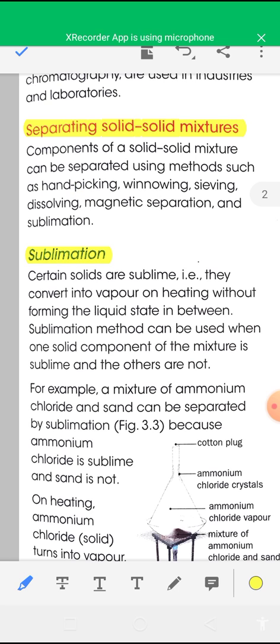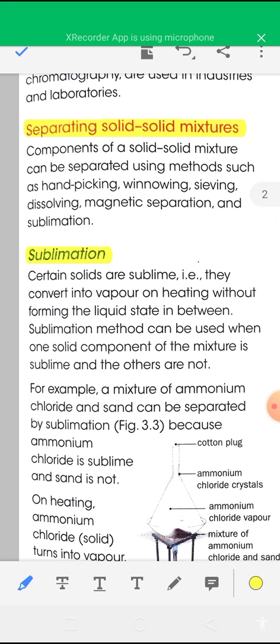These are some methods of separation of components of a solid mixture. First method is sublimation. Certain solids can sublime, that is, they can convert into vapor state on heating without forming the liquid state in between, and this phenomenon is known as sublimation.